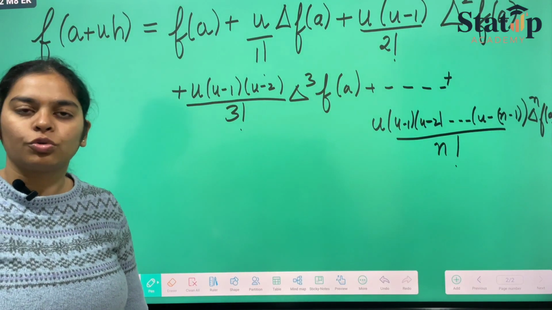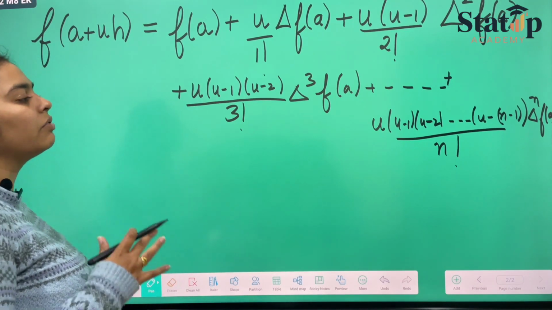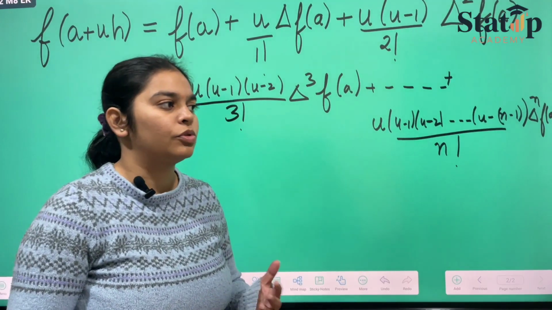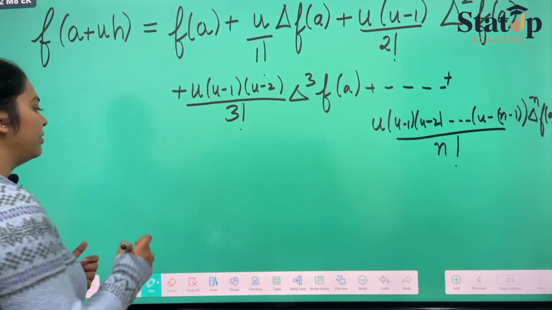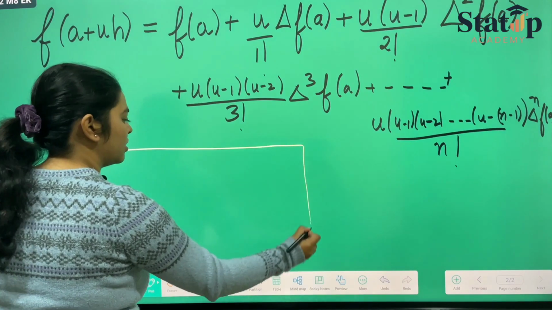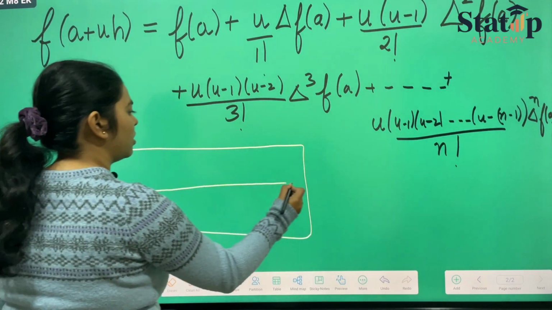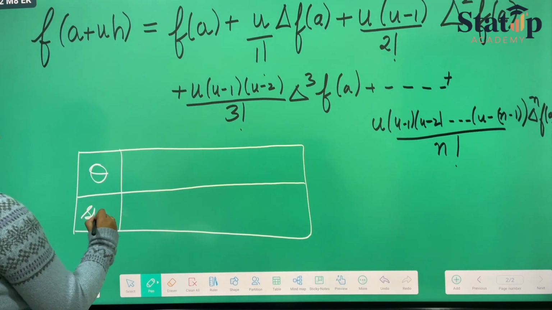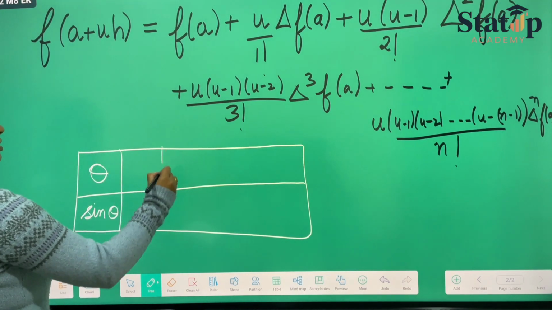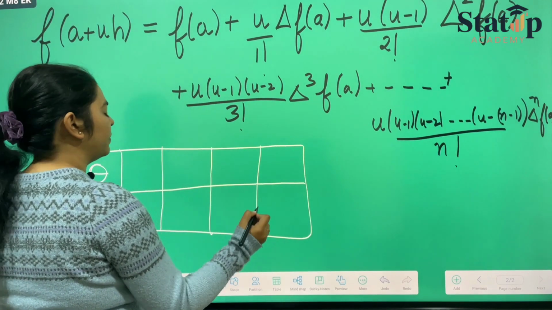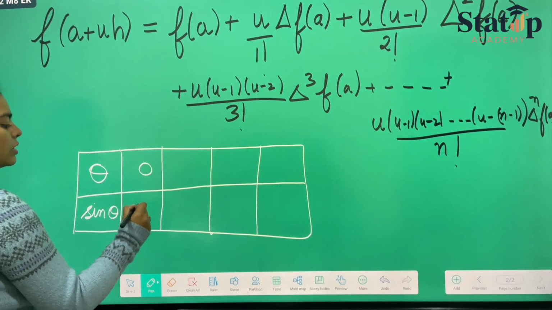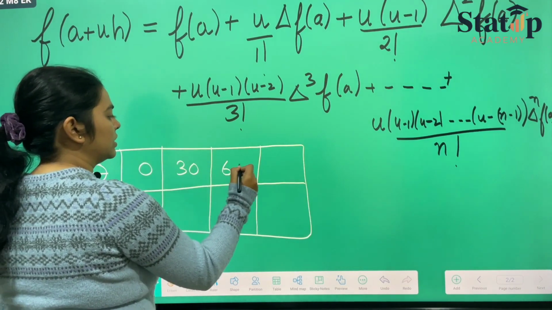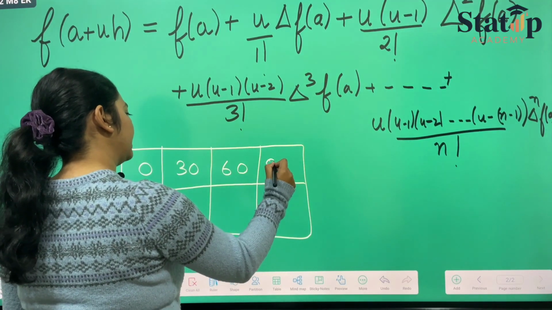And we'll do two numericals based on this, so that we'll be clear with all of them. In the exam, questions are directly asked. Suppose we have been given a table like this, in which they have given us the values of theta and sine theta. Suppose the value of theta is 0, so sine theta will be 0. Suppose the value of theta is 30, 60, and 90.